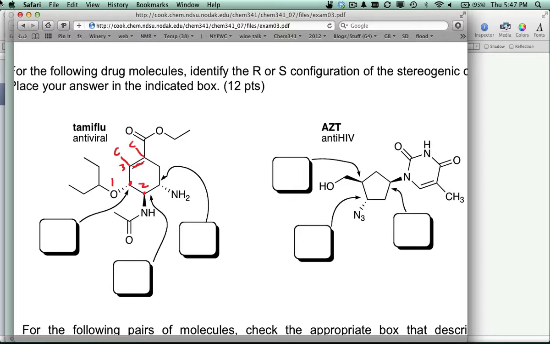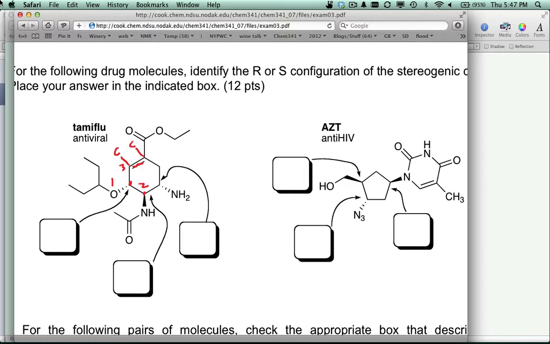Are they going to be harder than that on the test? Just go by the atomic number first, right? And so again, just remember, go out as far as you need to in order to make a distinction, but no further. It doesn't matter what's further away.